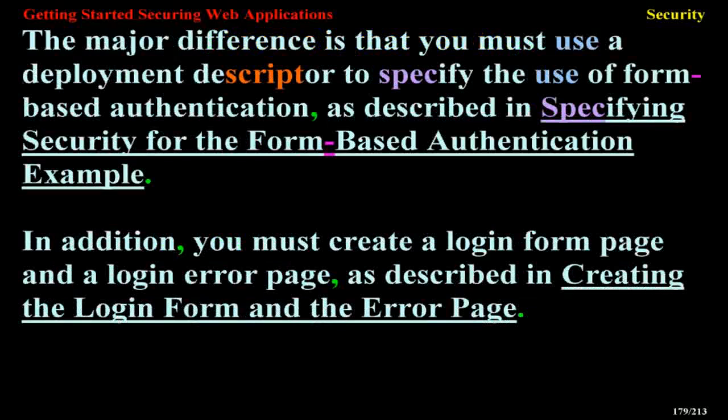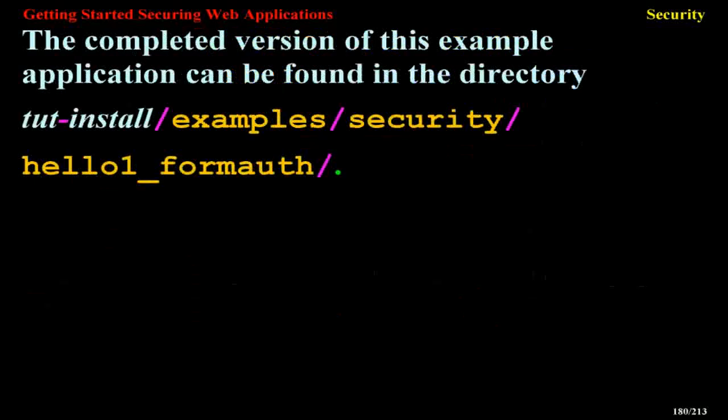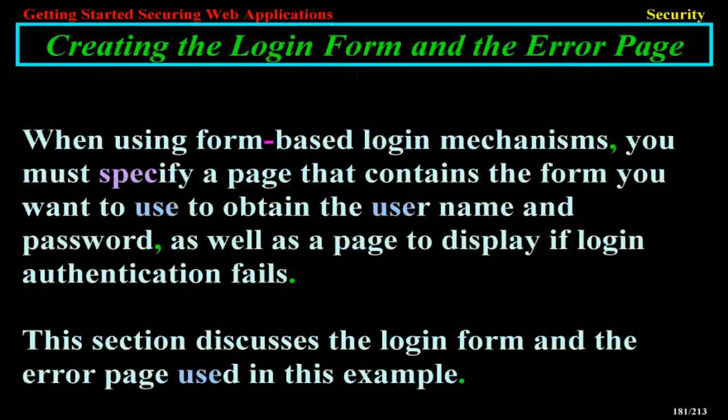In addition, you must create a login form page and a login error page, as described in Creating the Login Form and the Error Page. The completed version of this example application can be found in the directory tut-install/examples/security/hello1_formauth. Creating the login form and the error page.